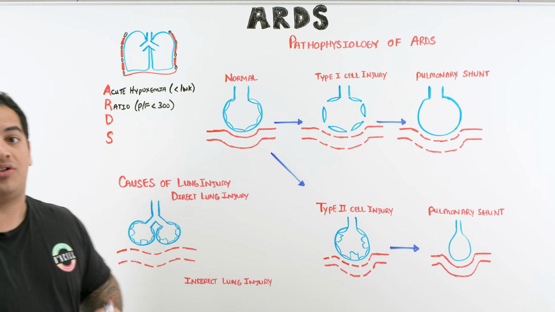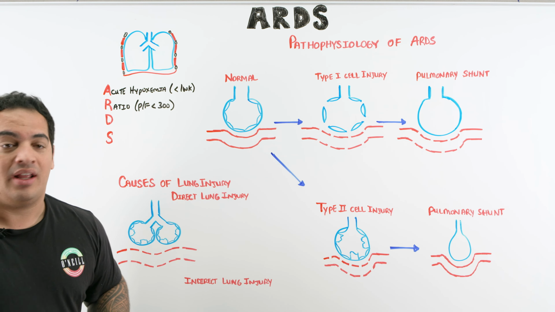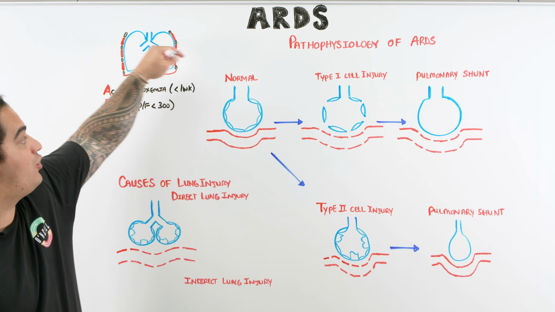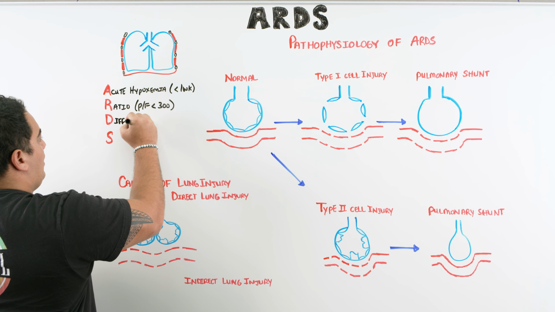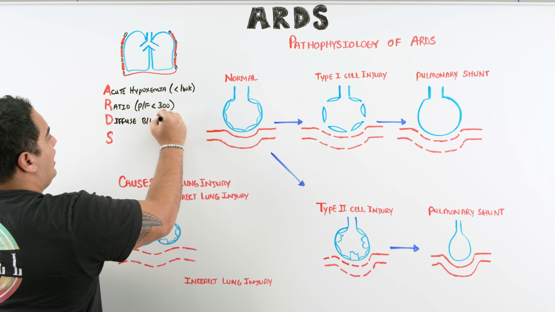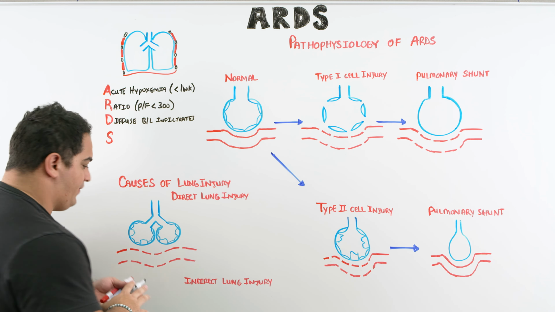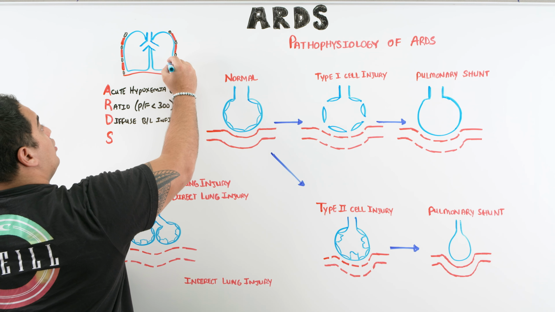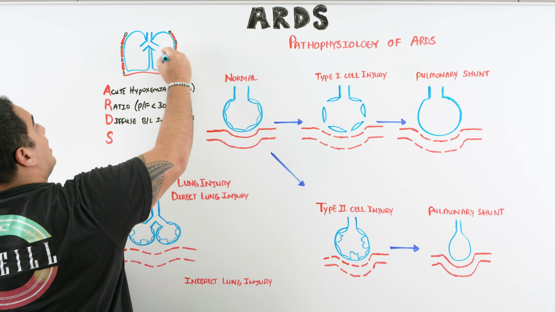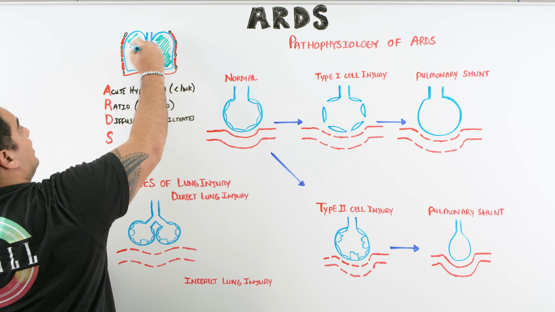A ratio that determines the severity of their hypoxemia, which is a PF less than 300, and they have to have diffuse bilateral infiltrates in their chest. What the heck does that mean? That means if you look at these patients' chest x-ray or their CT scan, you're going to see all of these white opacities all throughout both of the lung fields.